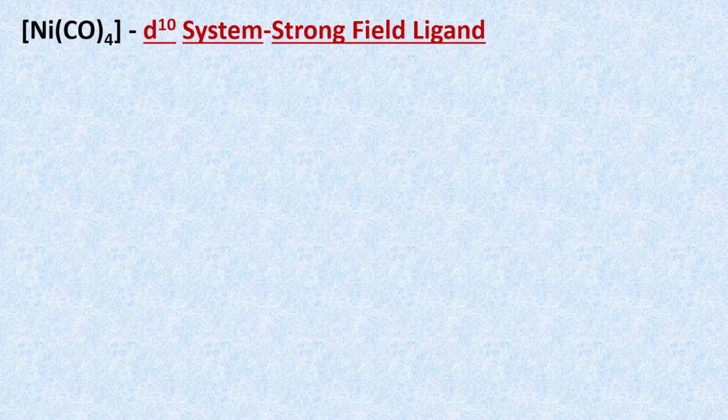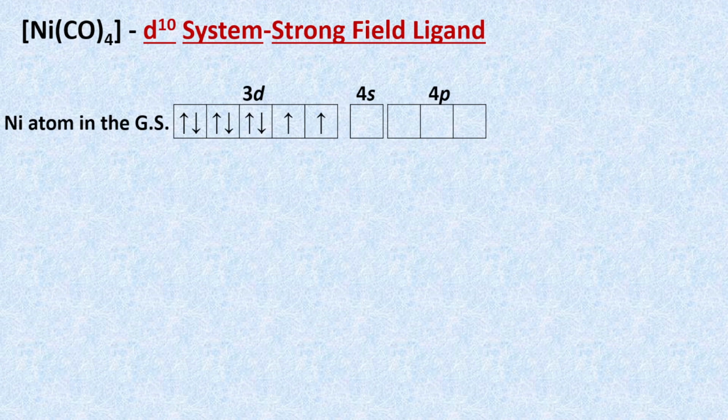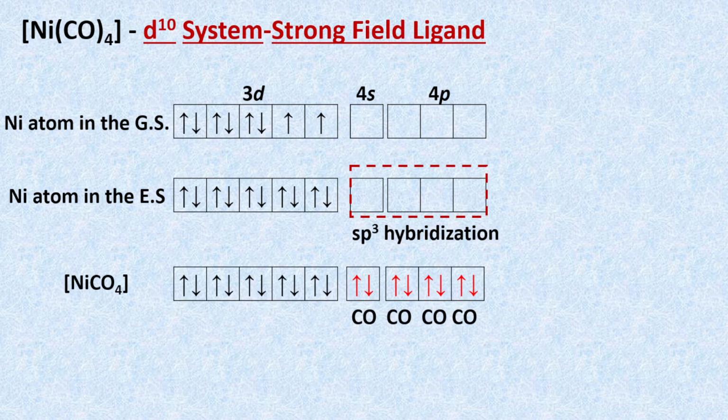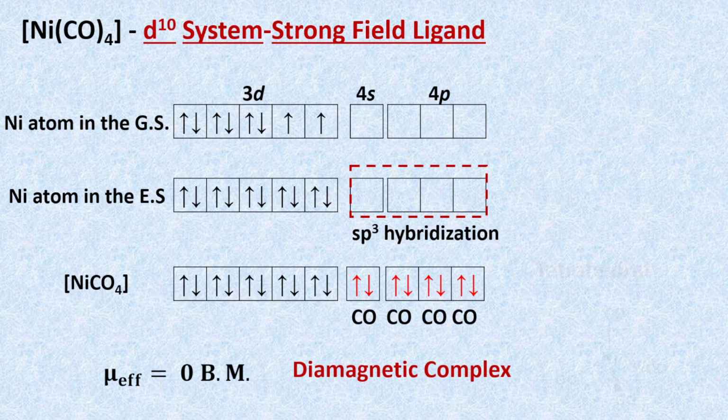The oxidation state of nickel in this complex is 0. So the valence electronic configuration is 3d8 4s2 4p0. The ligands in this complex are carbonyl, so rearrangement of electrons has to take place in the excited state to give the valence electronic configuration of 3d10 4s0 4p0. Now the one vacant 4s orbital and 3 4p orbitals hybridize to give sp3 hybrid orbitals, which later accept electrons from the carbonyl to give a diamagnetic complex with tetrahedral geometry.